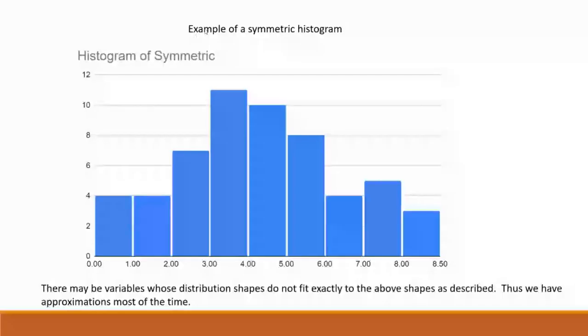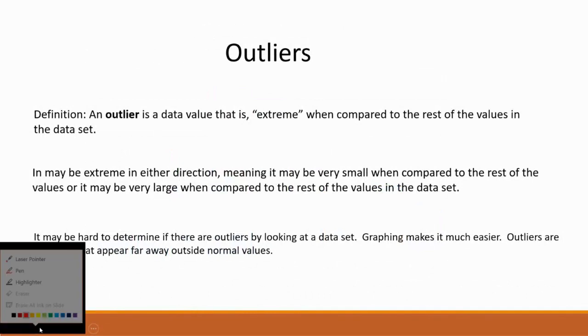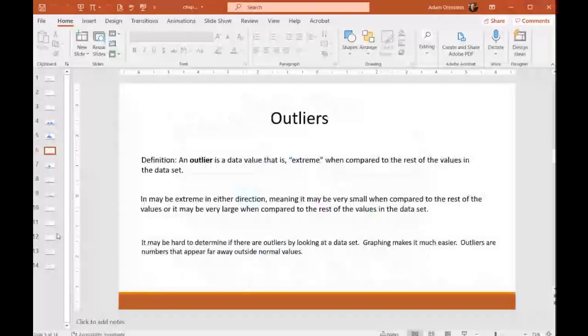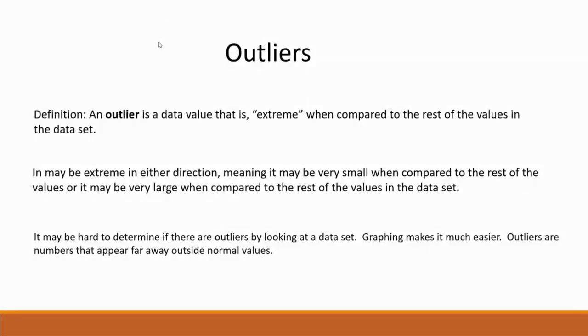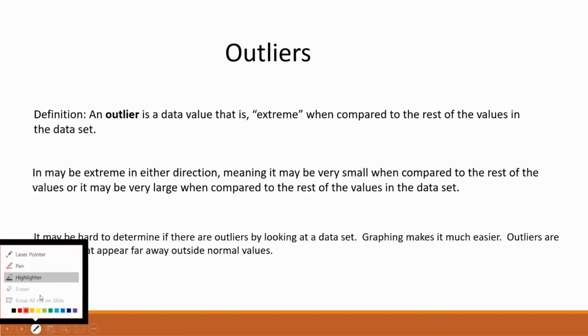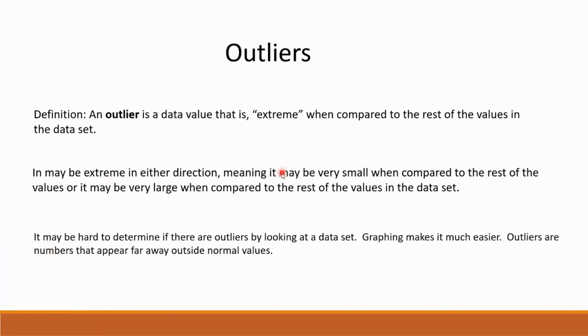Okay, so with outliers, again, those are just data values that are extreme compared to the others. That's where you have a data value that's very big compared to other data values, or it could be very small. Generally, with outliers, it's very hard to see if they are there, especially if you have a lot of data values, which is why graphing is so good, because graphing makes it a lot easier to see if there are outliers. Again, basically, they're just numbers that appear very far away outside of normal values.